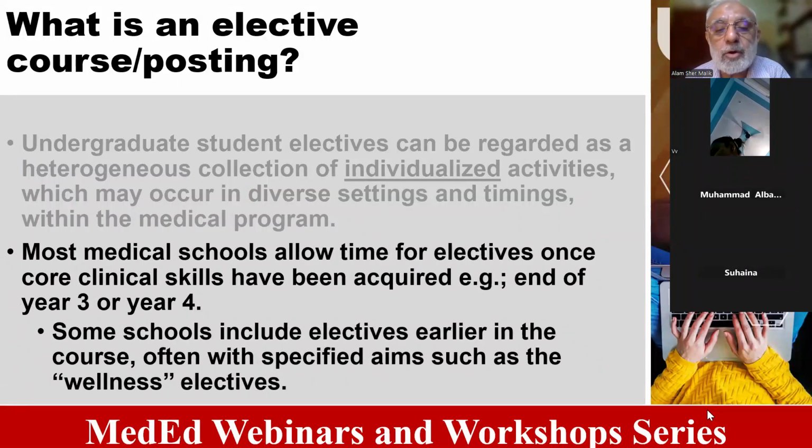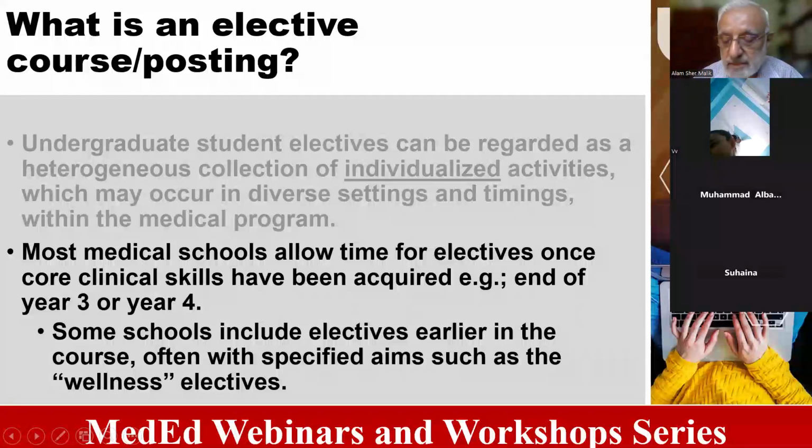Most medical schools allow time for electives once core clinical skills have been acquired, either at the end of year 3 or end of year 4, where students have acquired basic clinical skills. Then they are given an opportunity to go for an elective because they are relatively better equipped at that time. However, some schools include electives earlier in the course, often with specified aims, such as wellness electives. These are electives which may be offered during preclinical years, and I will talk a bit more about what a wellness elective is.